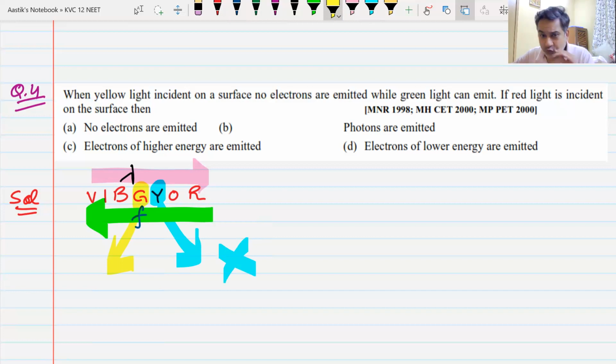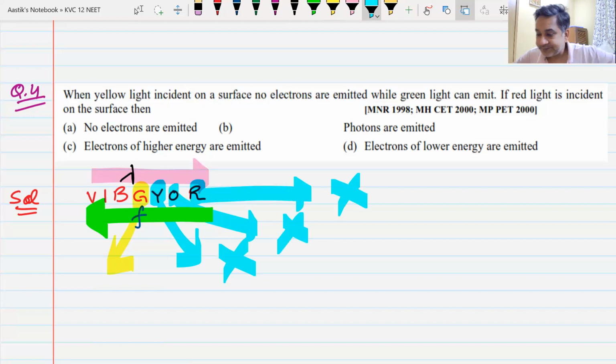Light which has more wavelength compared to green cannot emit. Yellow cannot emit. Orange cannot emit. Red cannot emit. Do we understand this? Yes, sir. Blue can emit. Indigo can emit. Violet can emit. Now I ask you this question: which light will give you electrons with maximum energy?